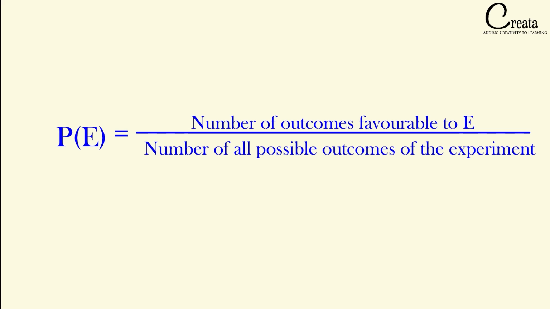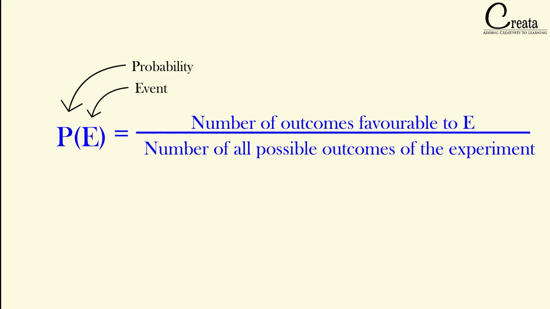P(E) is equal to the number of outcomes favorable to E upon the number of all possible outcomes of the experiment. Here on the left hand side we have P and E in the bracket. In the previous lecture we have also done this. Here P symbolizes the probability and E symbolizes the event.